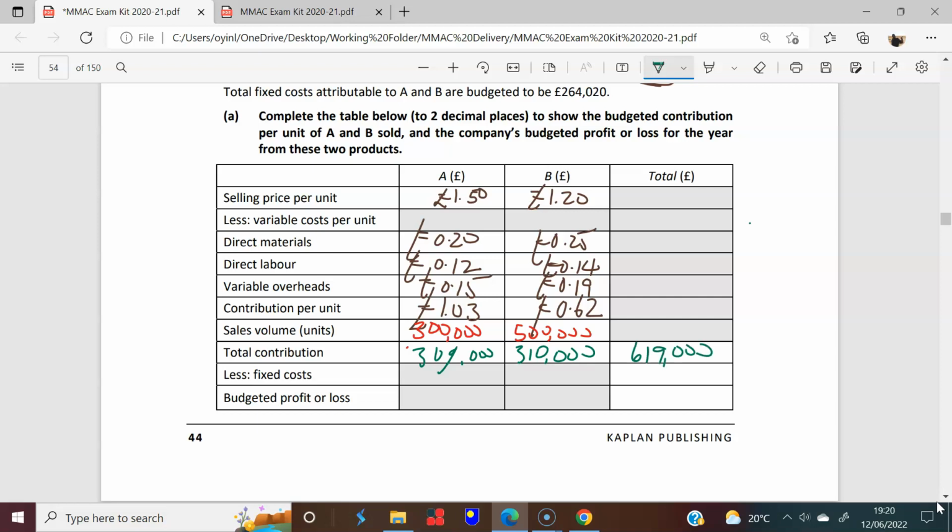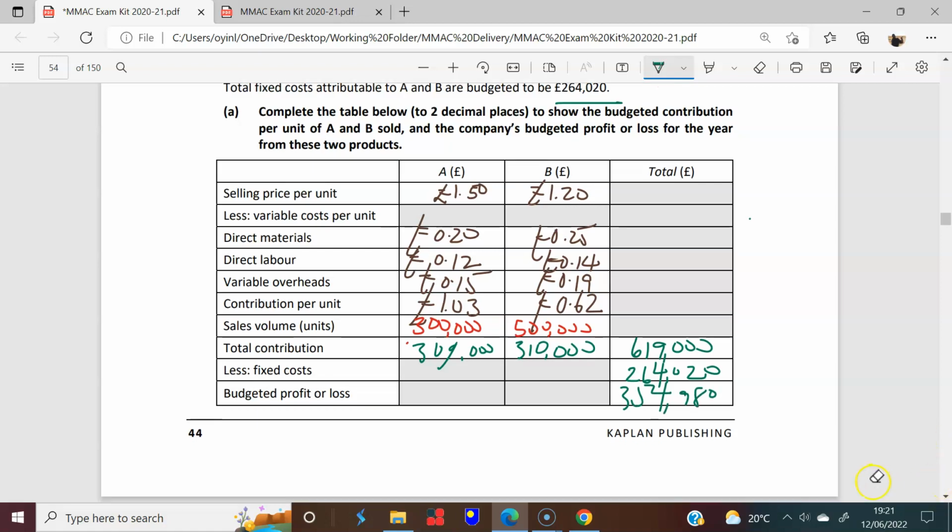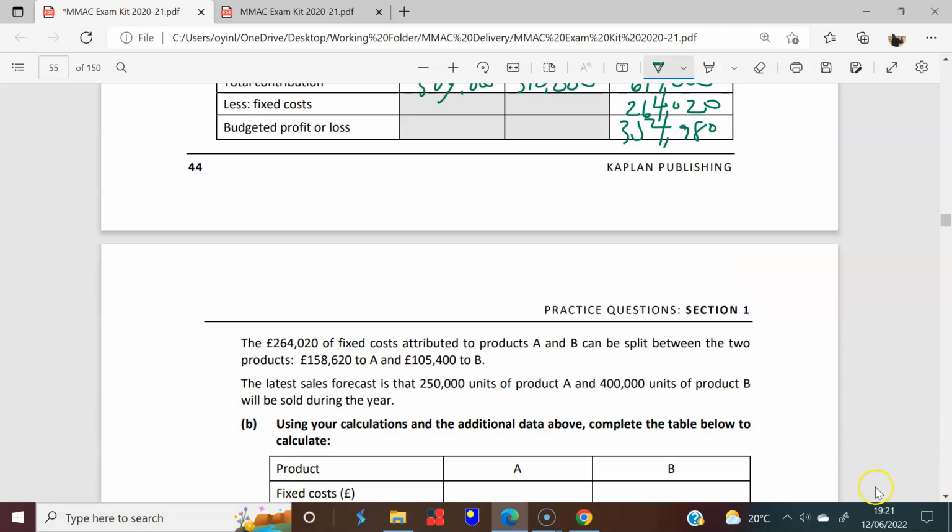Right. We now have fixed costs that are 264,020. Those are given to us. And therefore, our profit would be 619,000 minus 264,020, which is 354,908. Right? And that's your budgeted profit for the year.